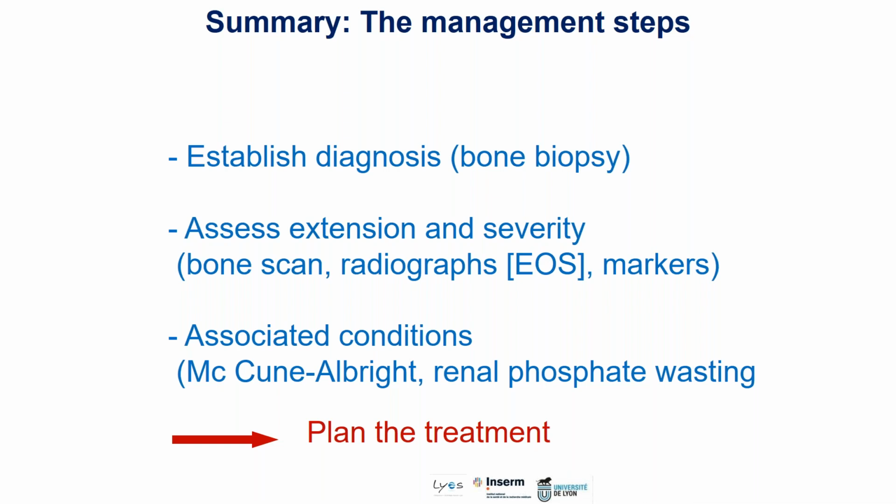For example, growth hormone excess will be treated with pegvisomant. In general, the treatment is medical because it's difficult to do surgery in those who have craniofacial involvement, to do pituitary surgery. Renal phosphate wasting is a good indication to provide phosphate and calcitriol.